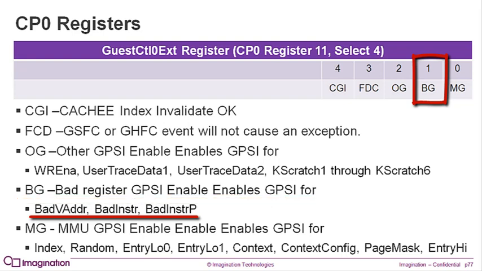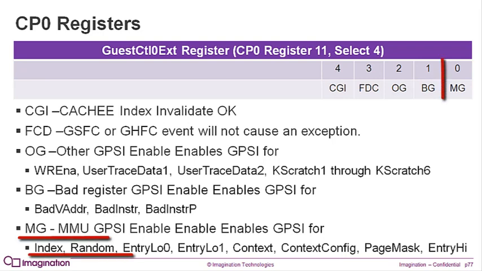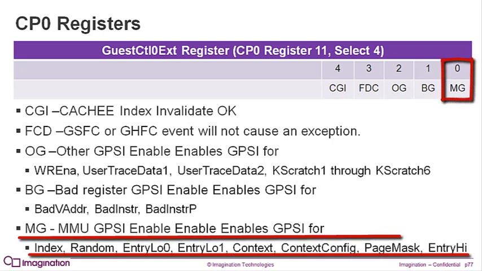BG bad register GPSI enable adds guest CP0 registers bad vaddr, bad instruction, and bad instruction P to the list of registers that will cause a guest privilege sensitive exception. MG adds the guest CP0 registers index, random, entry low 0, entry low 1, context, config, page mask, and entry high to the set of registers access that will cause a guest privilege sensitive instruction exception.